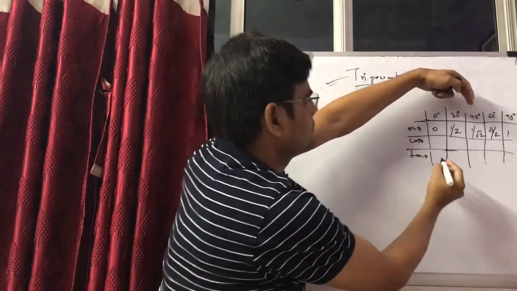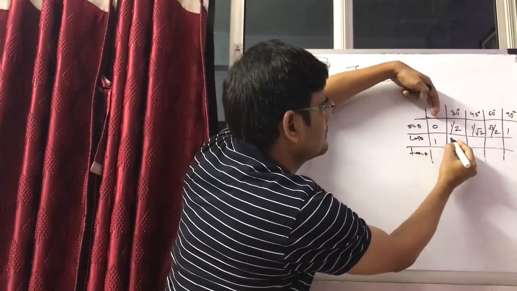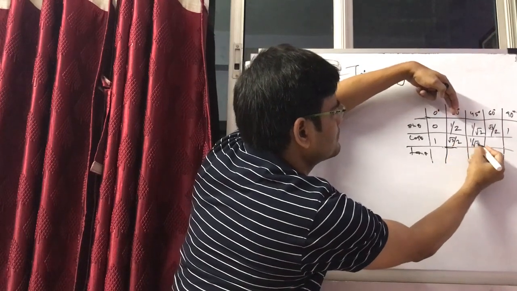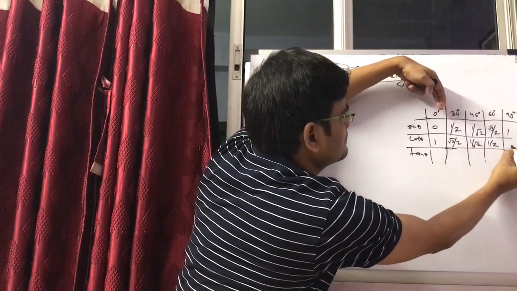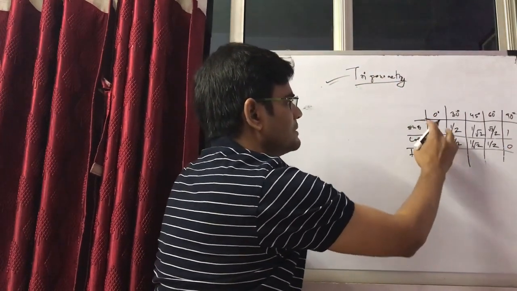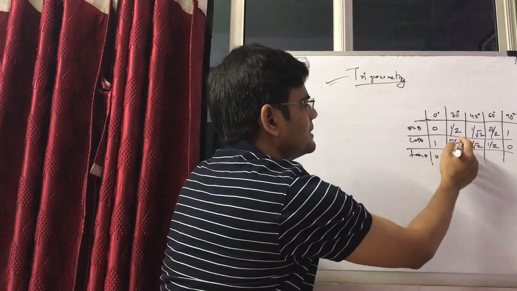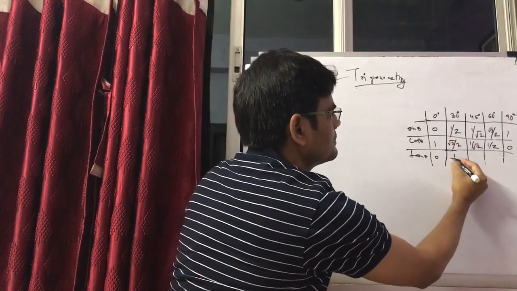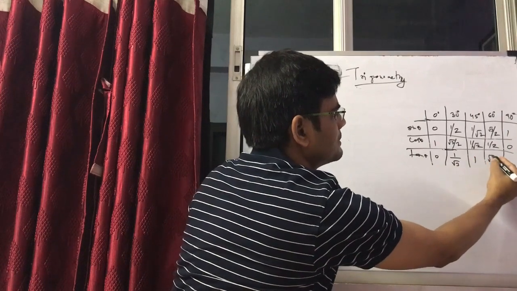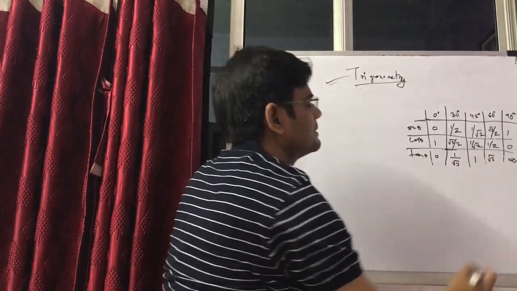Now when you do cos theta, you reverse this: 1, root 3 by 2, 1 by root 2, 1 by 2, cos theta is 0. Tan theta is sin theta by cos theta: 0 by 1 is 0. This divided by this is 1 by root 3. This is the same, divided by is 1. This is root 3 by 1, and this is infinity.